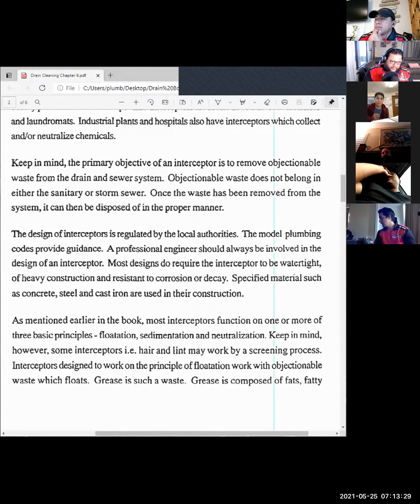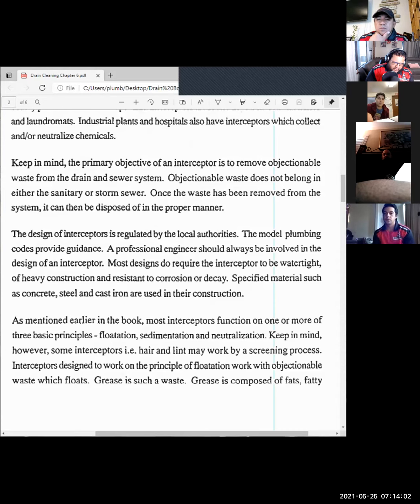So keep in mind the primary objective of an interceptor is to remove objectable waste from the drain and sewer system. Objectable waste does not belong in either the sanitary or the storm sewer. Once the waste has been removed from the system, it can be disposed of in a proper manner. The design of the interceptor is regulated by the local authorities. The model plumbing codes provide guidance. A professional engineer should also be involved in the design of an interceptor.